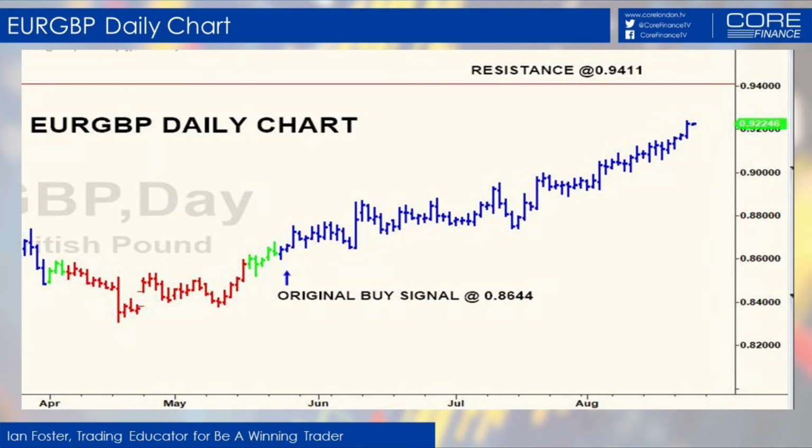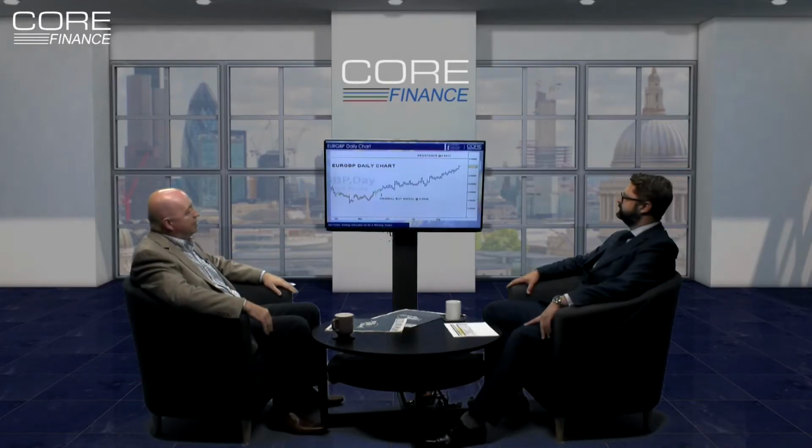The original buy there was at 0.8644. Going back, the first blue bar came in. In other words, that was telling us that the sum total of buying pressures on the daily was greater than the selling pressures, and the market yesterday was at 0.9215 or 0.9217. As I say, I'm not too sure what it's done this morning. It's around those levels. If you widen your picture out, there is resistance up here at 0.9411, and at this stage, are we going to go to 0.9411?